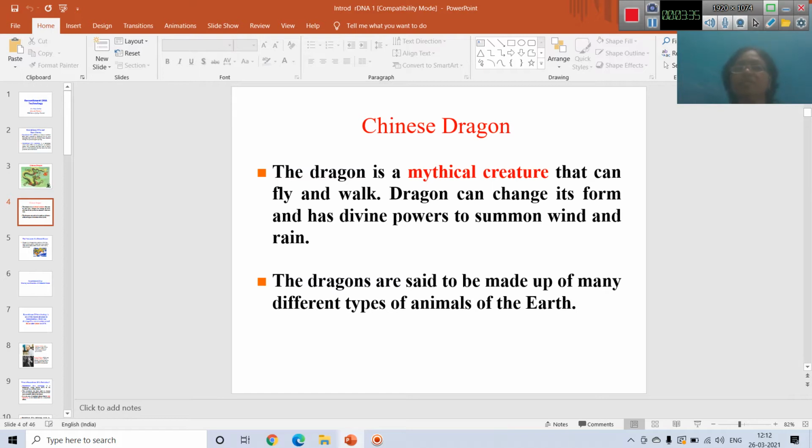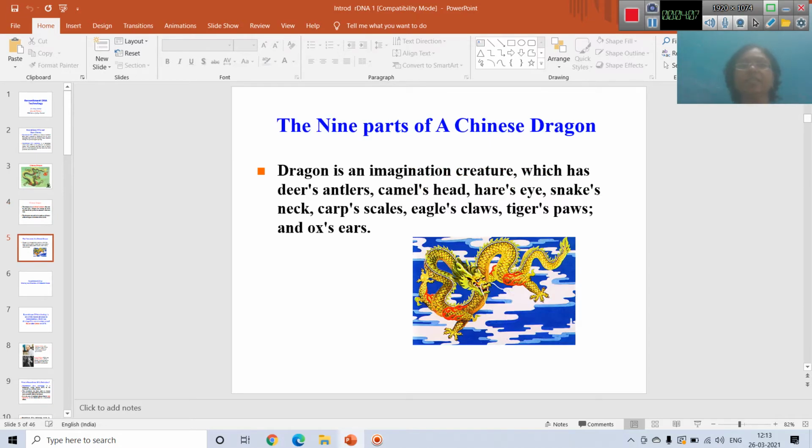Similarly, if you observe in our Hinduism, you have Lord Ganesha. This is also a recombinant creature, a mythical organism, which has got the head from the elephant and the whole body from the human being. But we call it a divine power or God. And this dragon creature is made up of 9 parts of different animals.